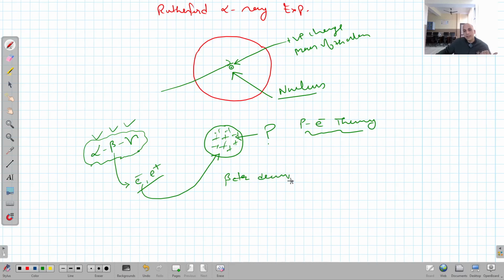Beta decay. It means an electron can exist inside the nucleus, or a positron. Forget about the positron for the time being. So it means electrons exist inside the nucleus, right? So this is one thing related to the proton electron theory. Now what about the proton, right?